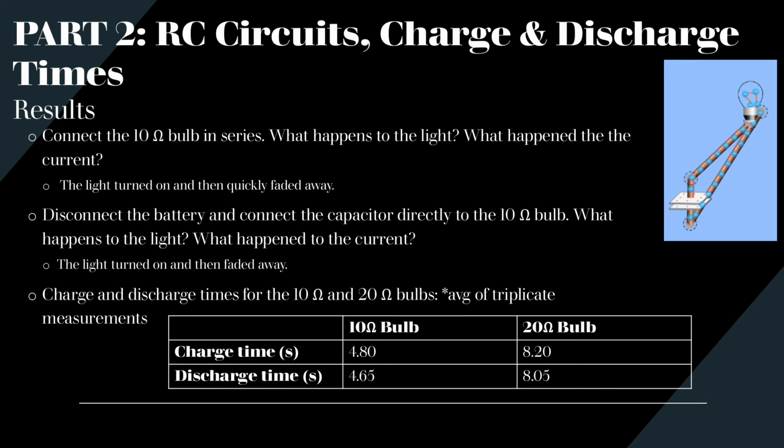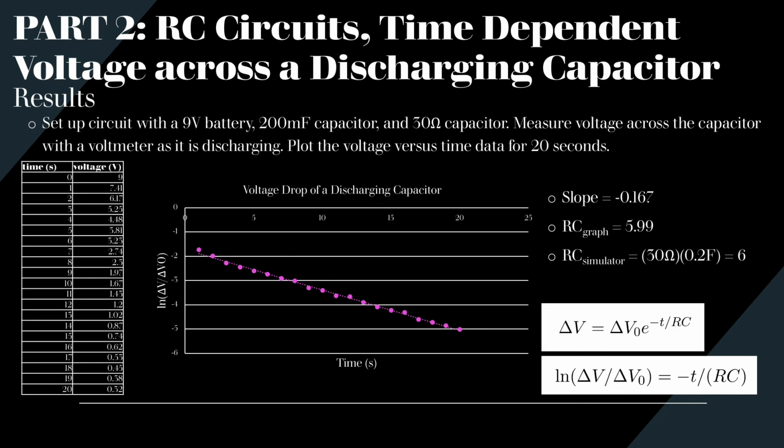I then recorded the charge and discharge times for the 10 ohm bulb and additionally the 20 ohm bulb. In this chart, these are average values of triplicate measurements of these charge and discharge times. Next, I set up a circuit with a 9 volt battery, a 200 millifarad capacitor, and a 30 ohm bulb. I measured the voltage across the capacitor with the voltmeter as it was discharging. I plotted this data for 20 seconds.